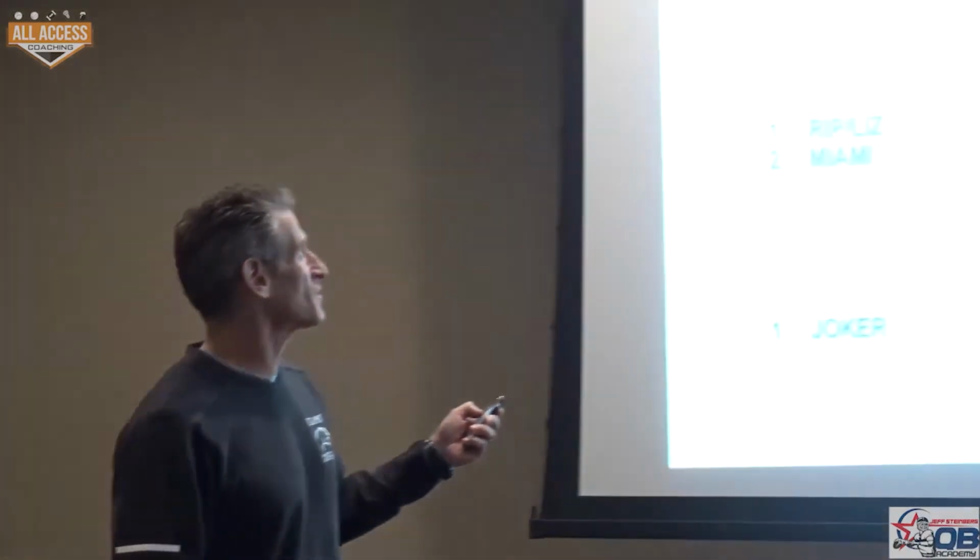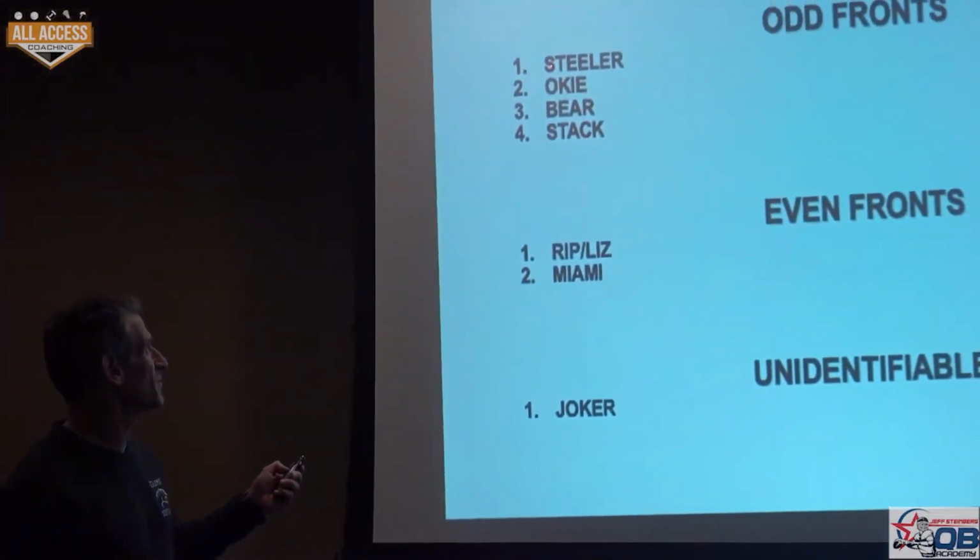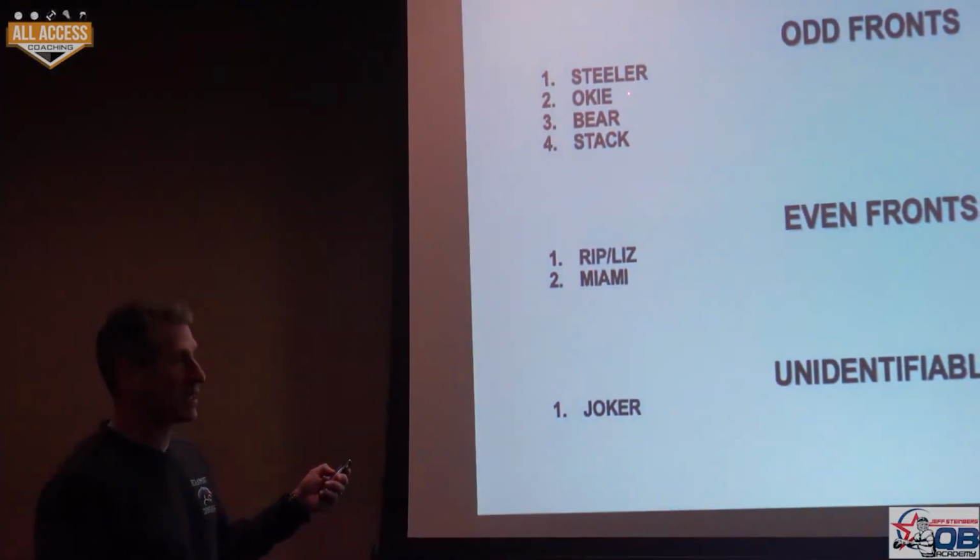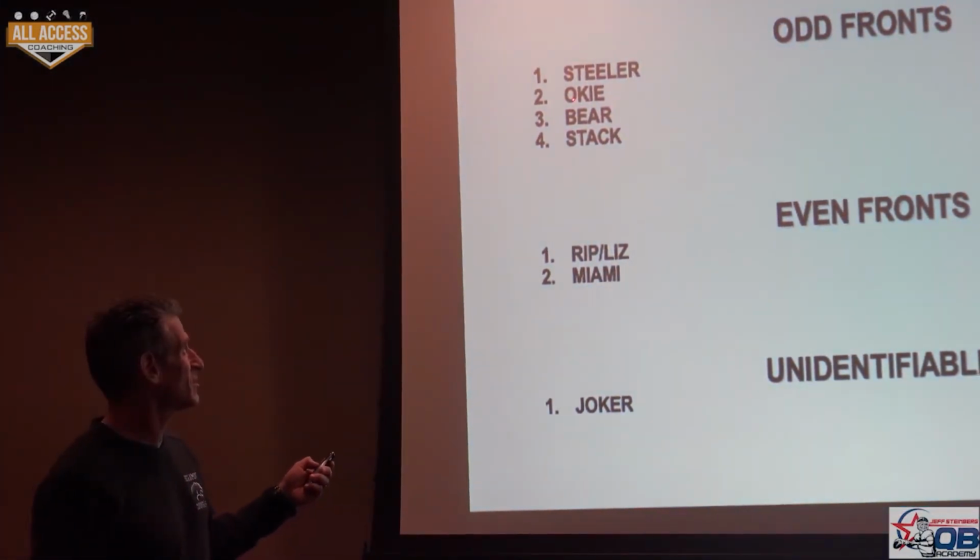The next thing we do is we try to use the same terminology on both sides of the ball. So now it's all about communicating the fronts in a concise way so that you'll be able to get a description or an image in your head. And so what we do is we label the front. On top is our odd cores. Anytime we get an odd core, it's going to be one of these 4 types of fronts. So we either get what we call a stealer, and I'm going to show you on the video, a stealer, or we'll get what we call an okie, a bear, or a stack.